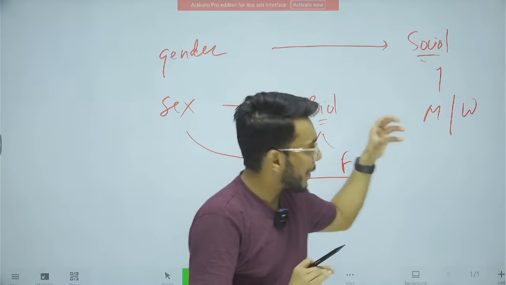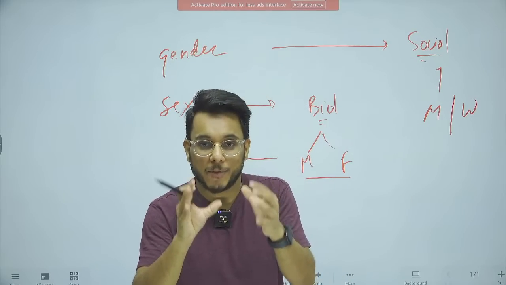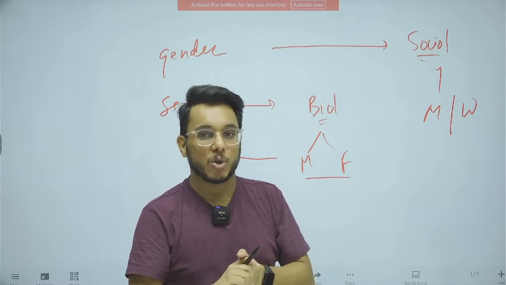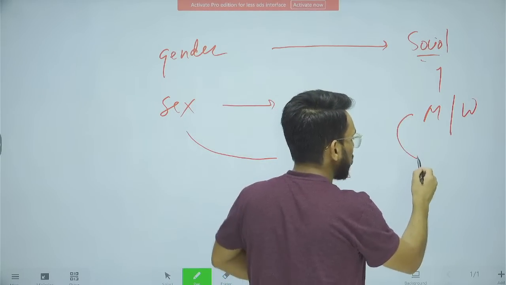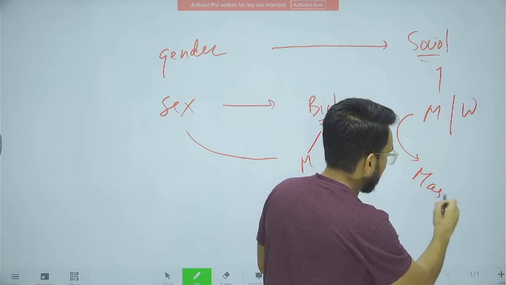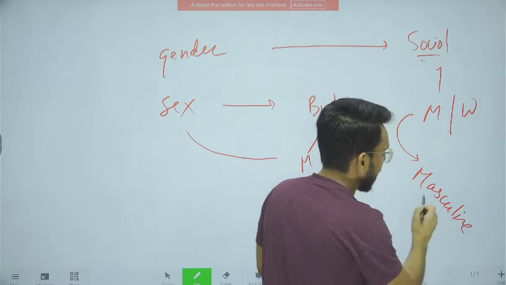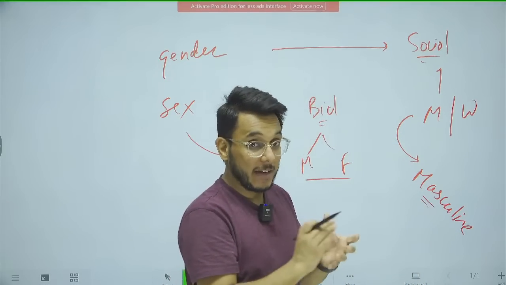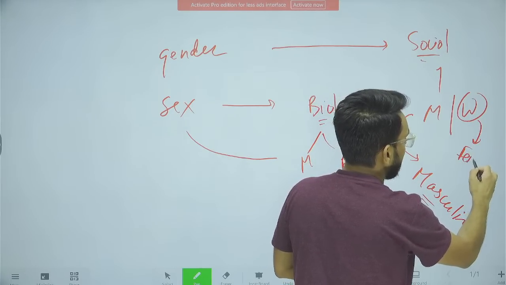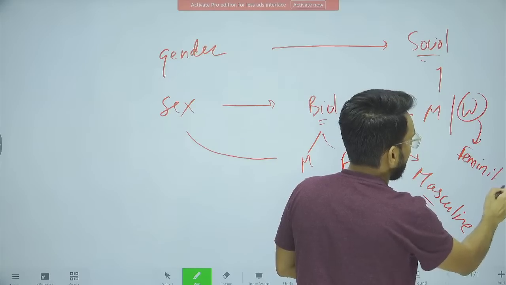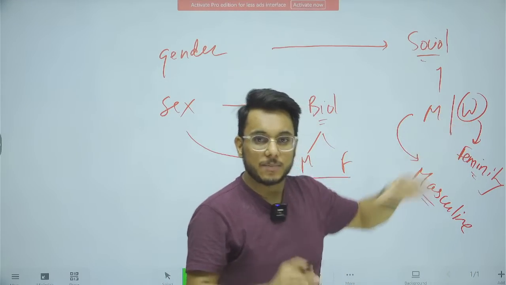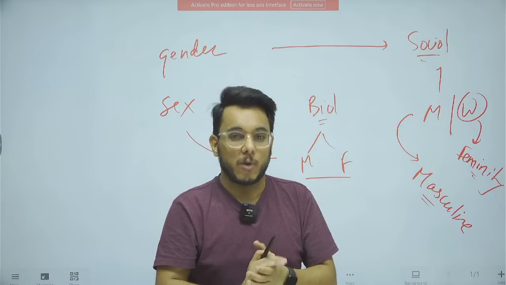And when the words men and women come, a particular type of personality is attached to men and a particular personality is attached to women. For example, when we use the word man, we attach the personality of masculinity. But when we use the word women, we attach the personality of femininity. Because men are masculine and women are feminine, there are different expectations from them.